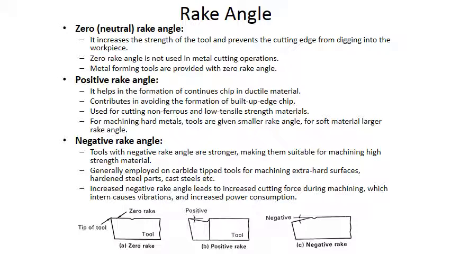So next one is the negative rake angle. Tools with a negative rake angle are stronger, making them suitable for machining high strength material. Generally employed on carbide tools for machining extra hard surfaces, harder steel parts and cast steel. Increasing the negative rake angle increases the cutting force during machining, which in turn causes vibration and increases the working load. So these are the three important types of rake angles.